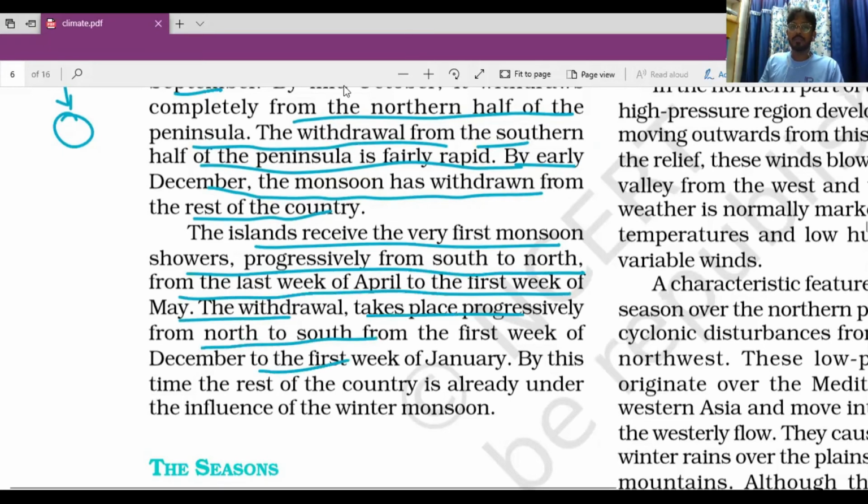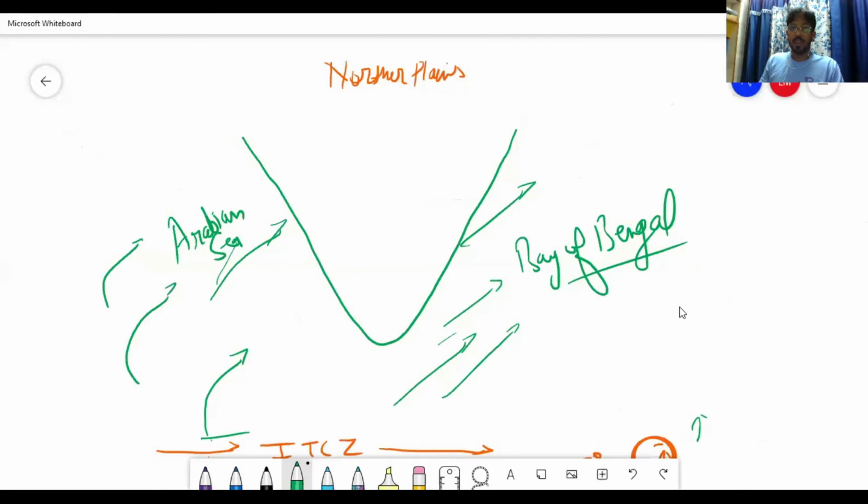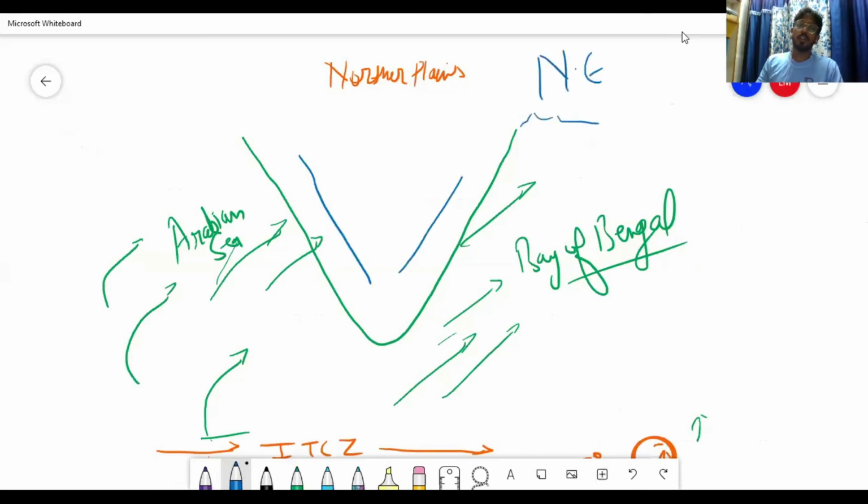So what happens? Let us understand fast, because now we have to end the class. Time is about to be over. Okay, so when these winds are coming towards here, we have the Western Ghats, the Eastern Ghats, and the northeast. Since the start of 1st June, the monsoon arrives over here. Rainfall started falling over here and over here.